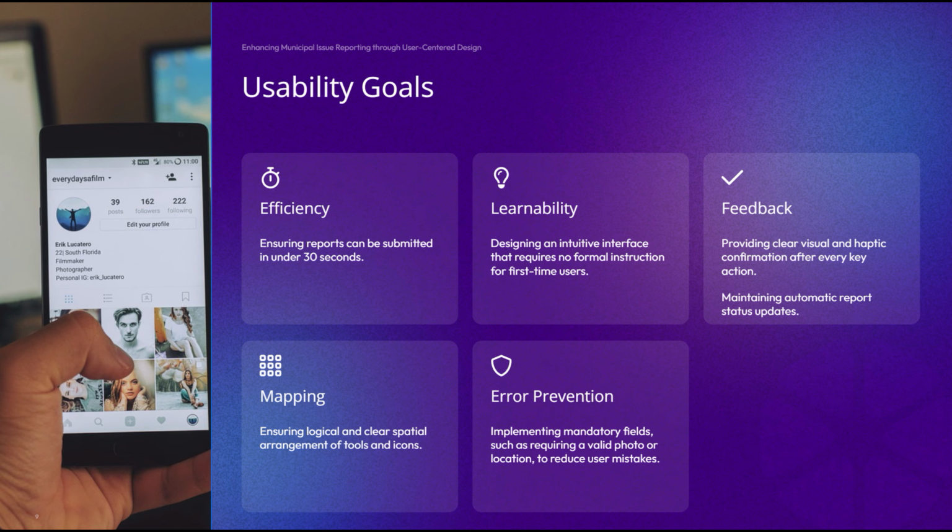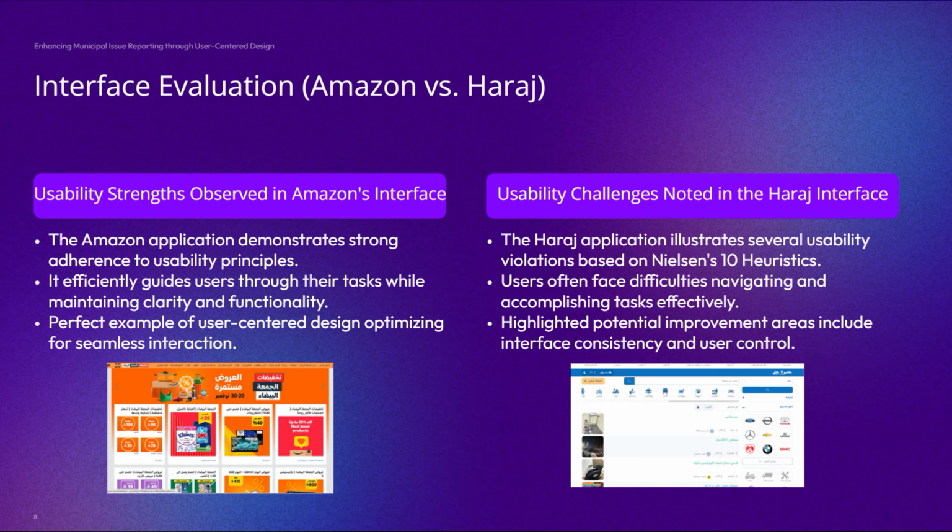Next, we conducted a comparative interface evaluation. Slide 5. Interface Evaluation. Amazon versus Haraj. Application of heuristics. Script. To benchmark usability, we compared the Amazon e-commerce application as a good interface and the Haraj application as a poor interface example.